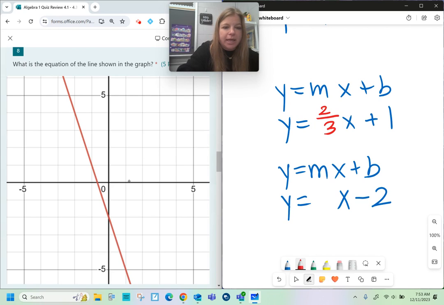Okay, I see that this is a point, and I know that's a point. If I go from here down to here, I'm going down 3, so negative 3: 1, 2, 3, and then to the right 1. Negative 3 over 1 is just negative 3. So my final answer is y equals negative 3x minus 2.